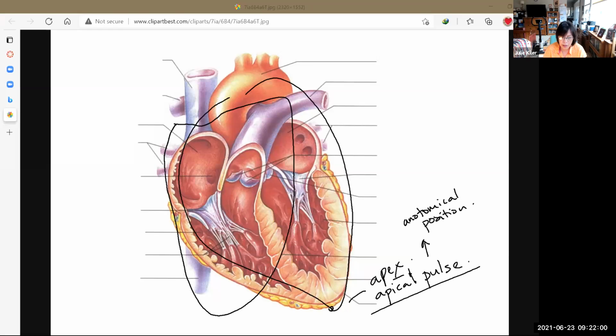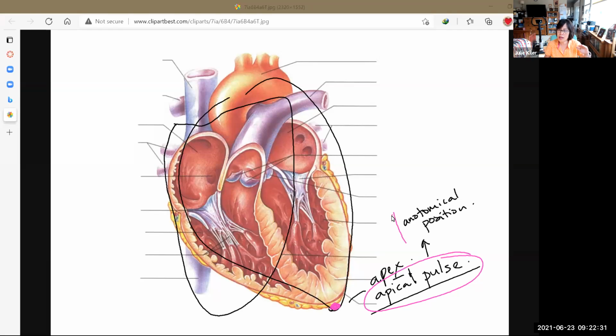So again, the heart is not in the left side of the thorax. It is right in the middle, but the bottom part, the apex, leans toward the left, right? Now, the apex itself, when we auscultate to listen to the heart rate, is what's called the apical pulse. There's no way to find it by palpation, by feeling, all right?